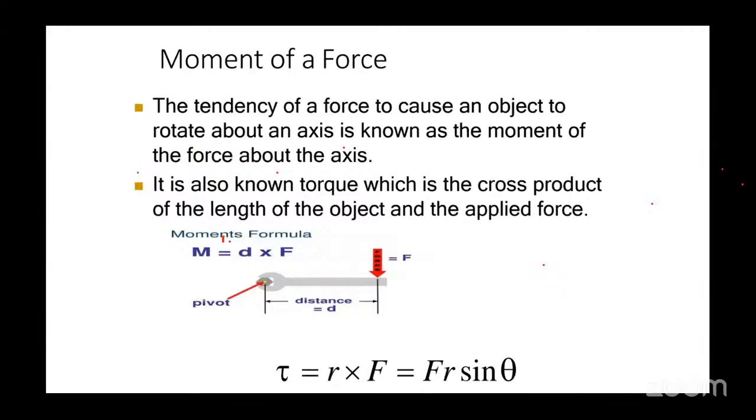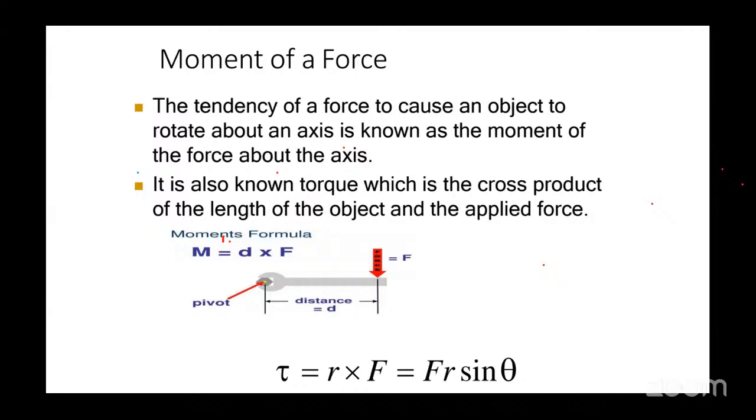So let's look at moment of a force. The tendency of a force to cause an object to rotate about an axis is known as the moment of the force about the axis. It is also known as torque, which is the cross product of the length of the object and the applied force. So look at that spanner.